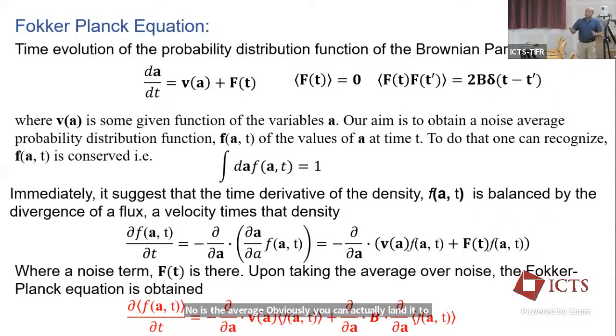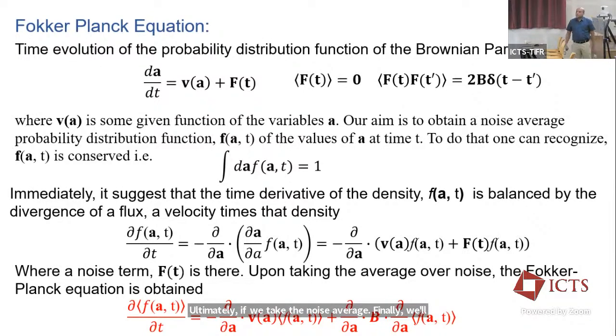The steps are like that. We started with this Langevin equation. The probability is conserved, so there is a conservation law of this kind. If it holds, there is always a continuity equation like this. We substitute the Langevin equation into that continuity equation. Ultimately, if we take the noise average, finally we get the Fokker-Planck equation. These are the steps.